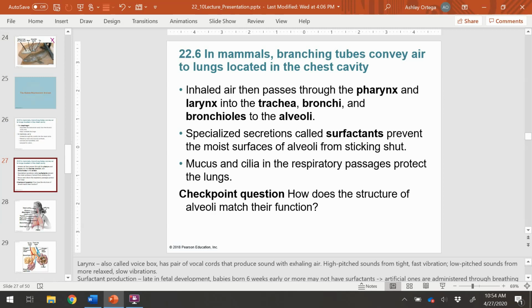And so these alveoli are very, very thin-walled sacs, and they would be easily collapsible without any help. And so the help is actually a secretion that's called surfactant. This will prevent those moist surfaces from collapsing on itself due to the heavy density of water and other things. And so that's what keeps our alveoli in the correct shape and performing its function.